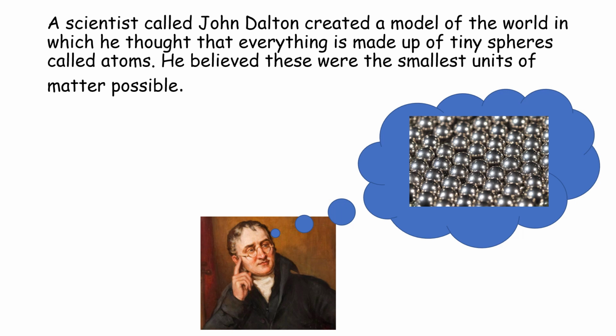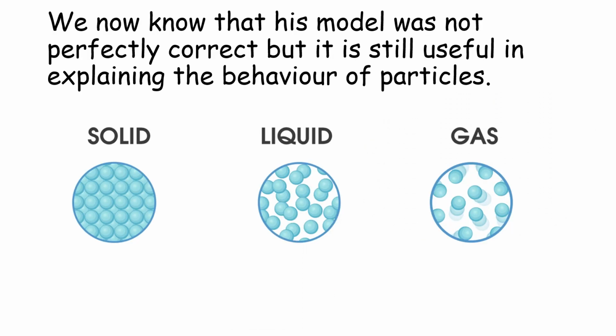Matter is the physical stuff around us, and he thought that it was all made of tiny balls, which we call atoms. We now know that this model was not perfectly correct, but it is still useful in explaining the behavior of particles. Think about the lesson on solids, liquids, and gases, and how we can explain the way they behave using Dalton's model of thinking of atoms or particles as small spheres.